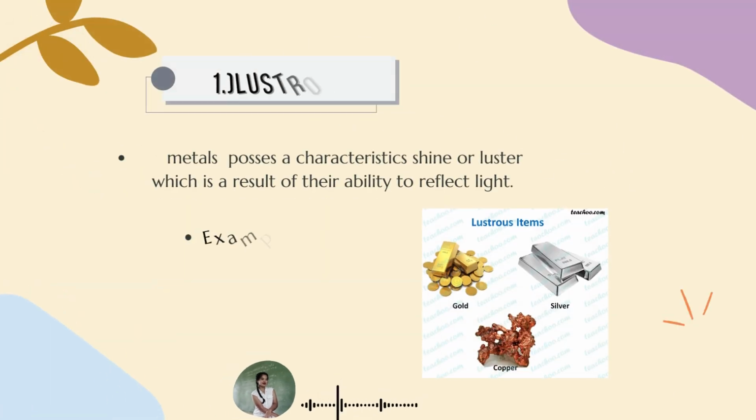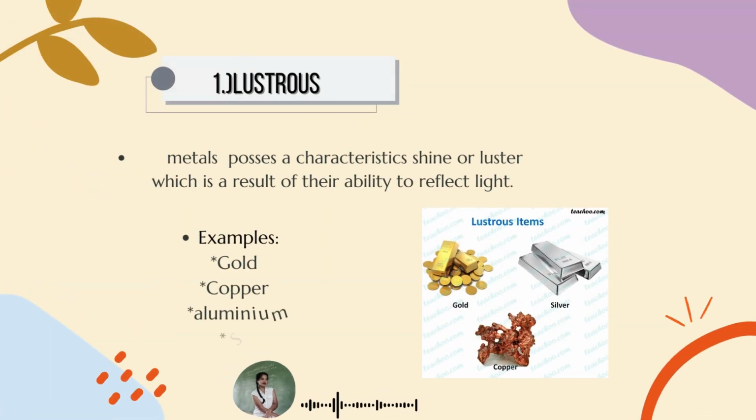The first physical property of metals is lustrous. Metals possess a characteristic shine or luster, which is a result of their ability to reflect light. Examples of these are gold, copper, aluminum, silver, and many more.